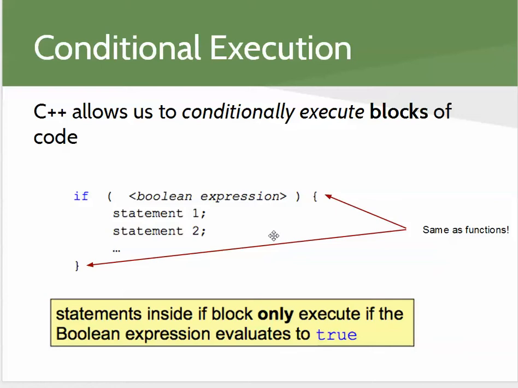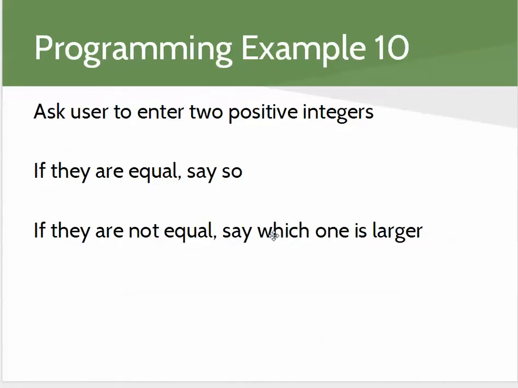So the easiest way to get a feel for how these if statements work is through an example. I'd like to write a very short program that asks the user for 2 positive integers. If they're equal, I'll have the program say yes, they're equal. And if they're not equal, I'll say which one is larger. So clearly when we type in 2 numbers, only one of 3 different options is going to print out. Either it's going to say they're equal, or it's going to say the first one's larger, or the second one's larger. And that's the nature of conditional execution. You get to pick and choose what statements actually execute.